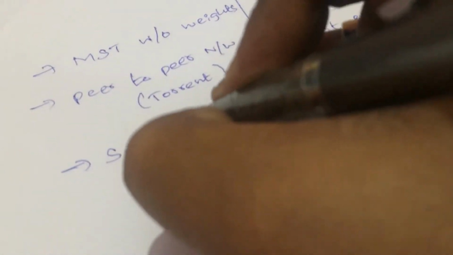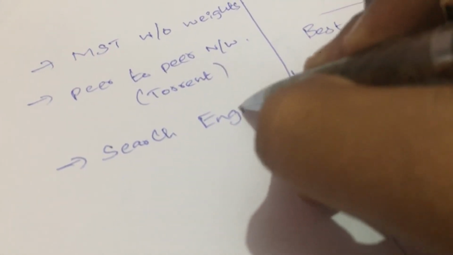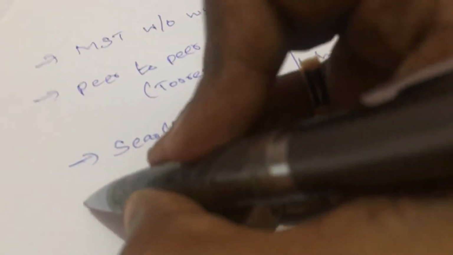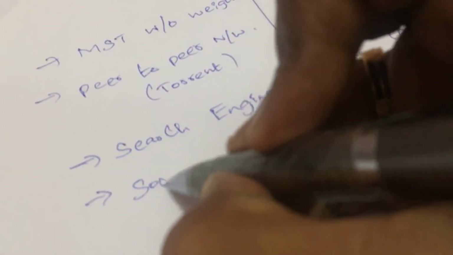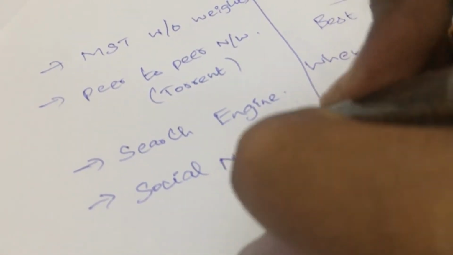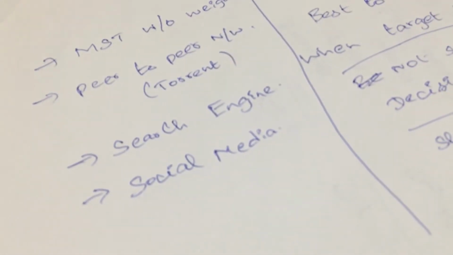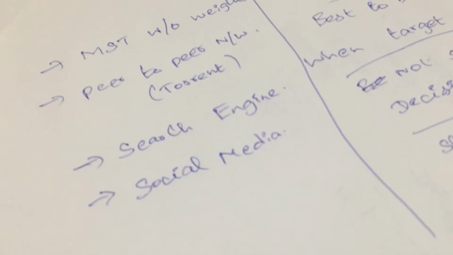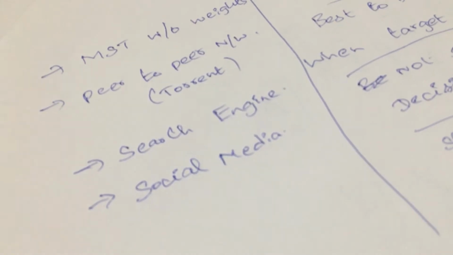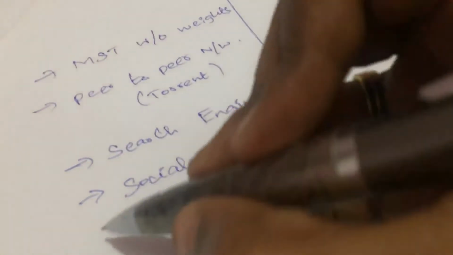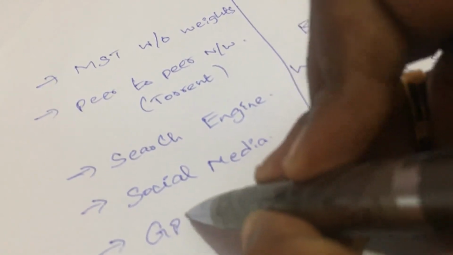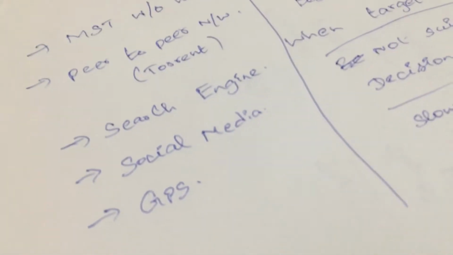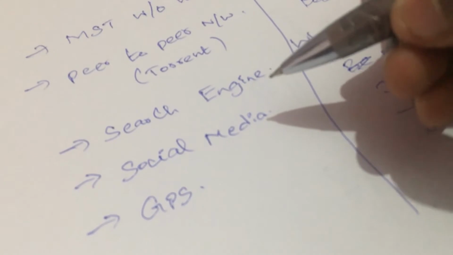Next is the search engine. Most search engines use this BFS technique, right? And social media networks too. If I want to share a post only with my friends and friends of friends, we have options in that way, which can be implemented using the BFS algorithm. And last but not least, the global positioning system is one more good example implemented using the BFS algorithm.